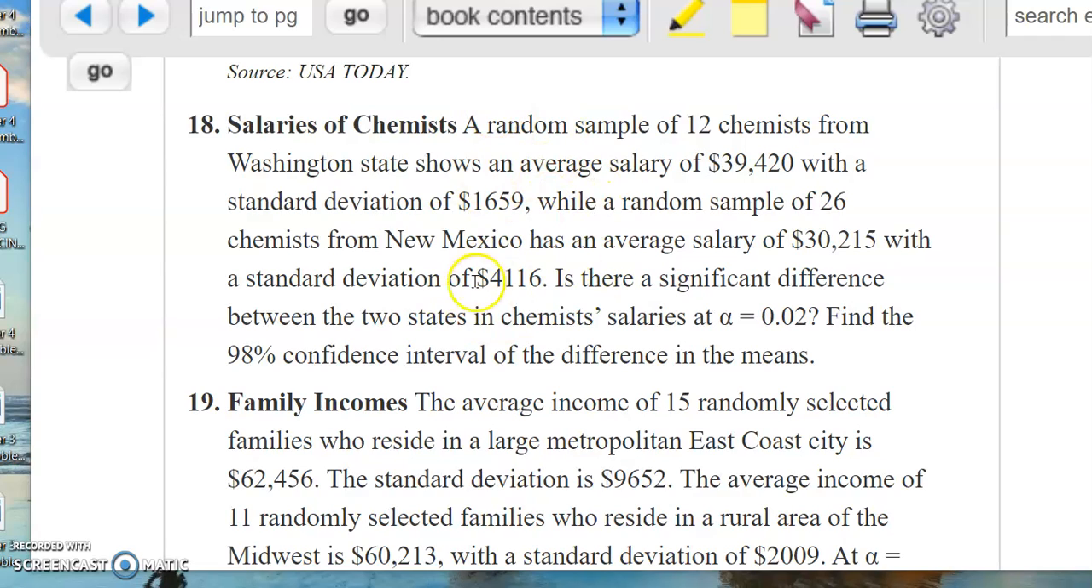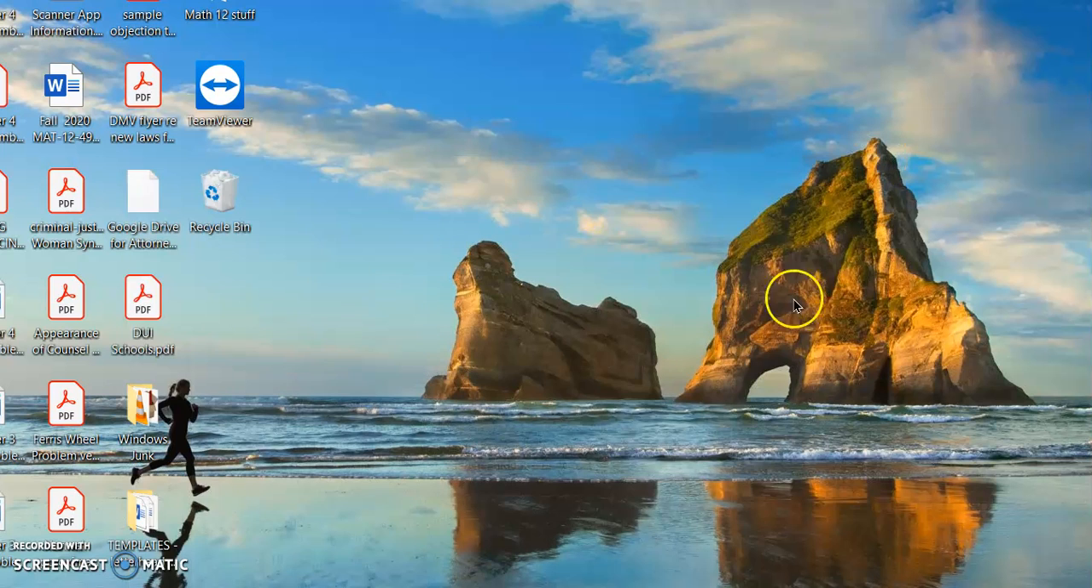As you look at this, what you should be doing is saying to yourself, okay, I know what this is all about. This is a chapter 9 type problem. I'm comparing the means, and my significance level is 2%. So they also want me to find the 98% confidence interval. Okay, so we know how to do this. So let's take a look at my notes here.